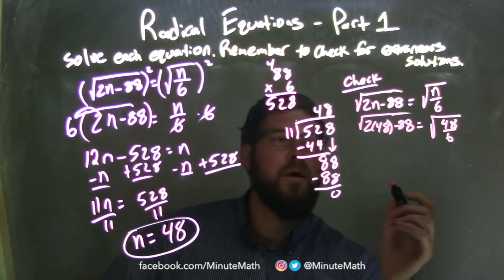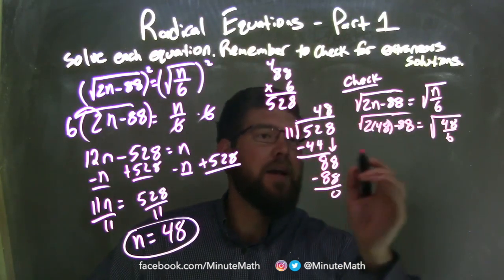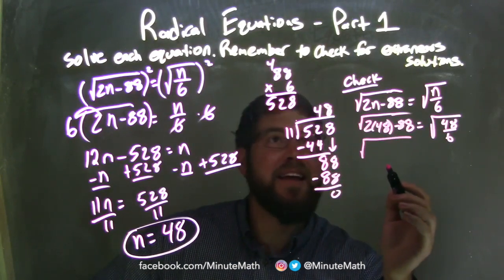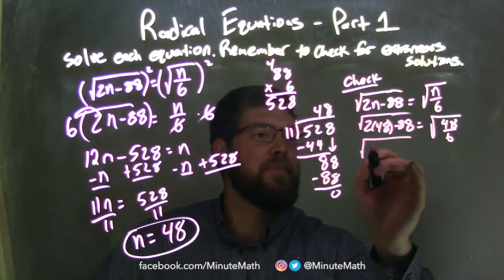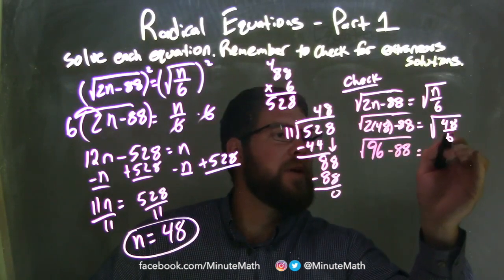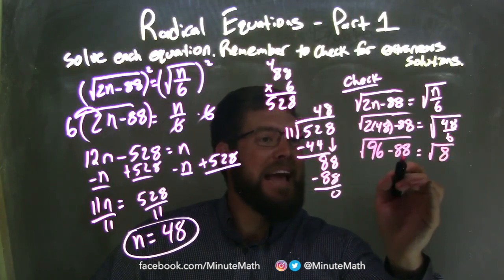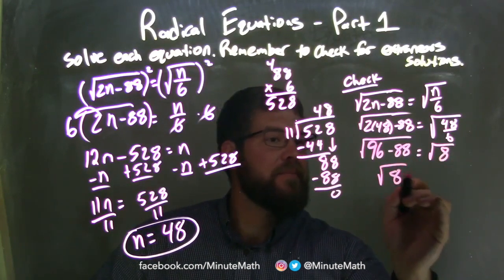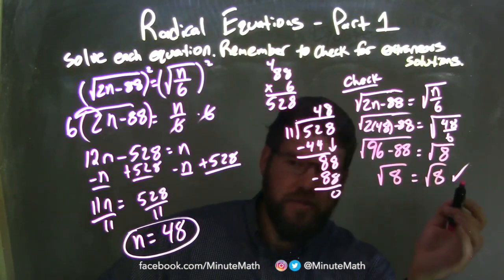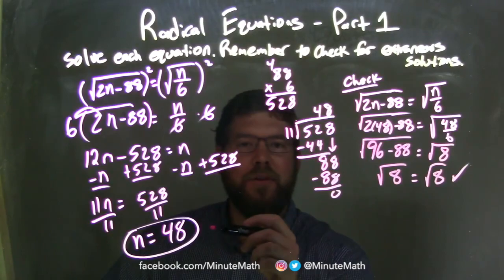Okay? Well, let's see. 2 times 48, what does that come out to be? 2 times 48 is 96, right? 96 minus 88 equals the square root of, well, 48 divided by 6 is 8. 96 minus 88 is 8. Square root of 8 does equal square root of 8. Oh, check, we're good, right? So fantastic. So n equals 48 is my true answer.